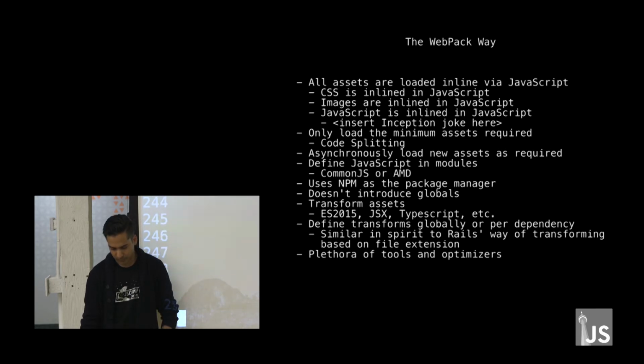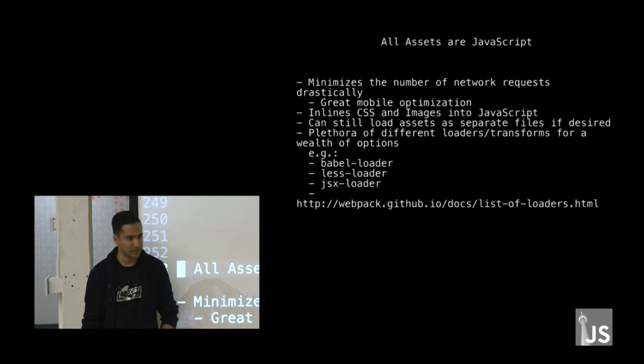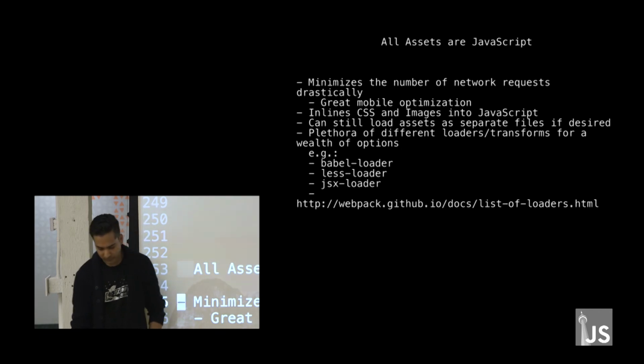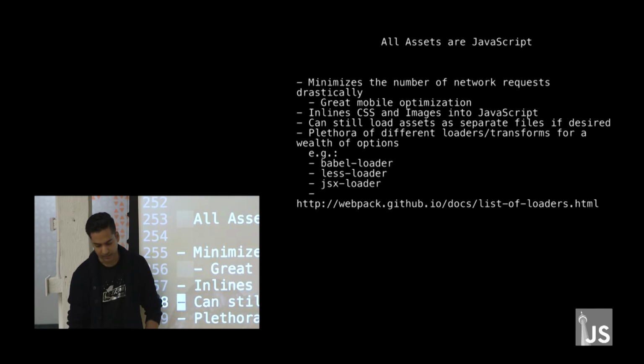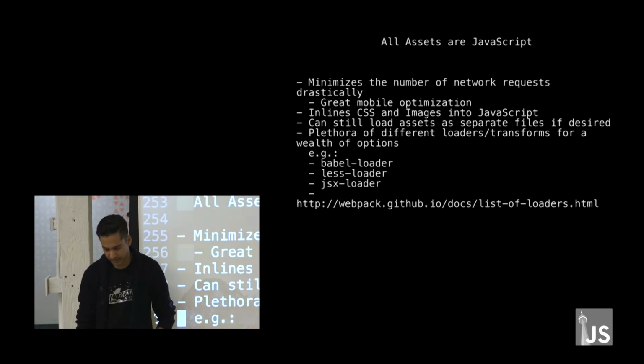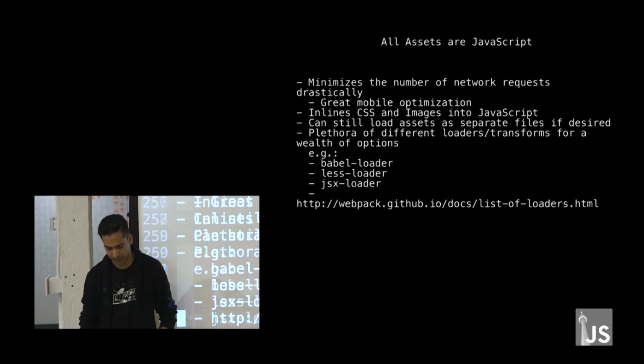Cool. So where do we start? All assets are JavaScript. This minimizes the number of network requests drastically. It's great for mobile. You can inline your CSS and images in JavaScript. You can still load assets as separate files if desired. And once again, there's a plethora of different loaders and transforms for all the different options.